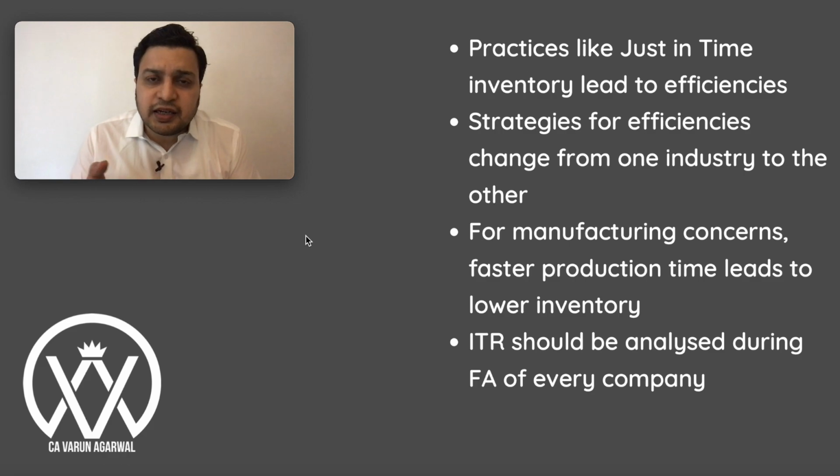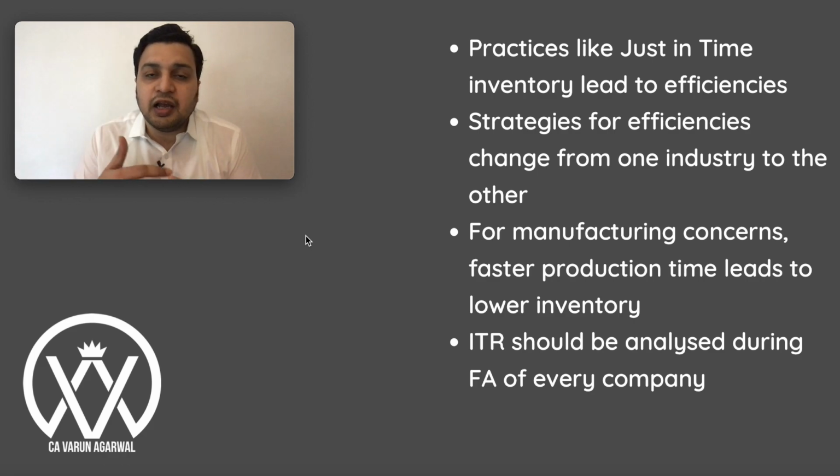Certain things like the just-in-time concept, wherein you maintain optimum inventory and procure it at exactly the time when it gets over, help companies manage inventories efficiently and keep the inventory turnover ratio high. The different strategies for maintaining inventory efficiently differ from company to company and from industry to industry.